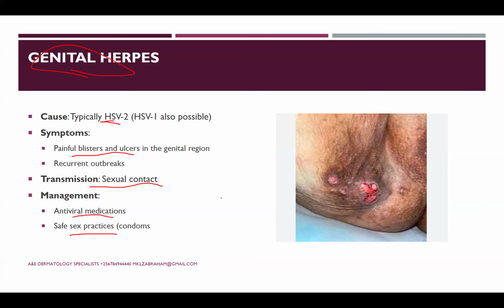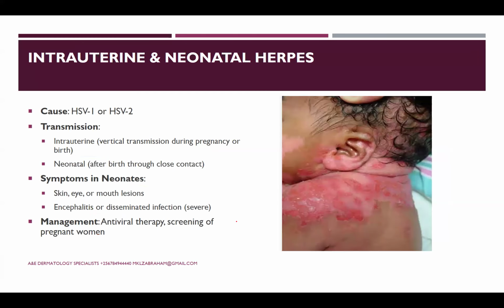So because of this change in sexual orientation, men who have sex with men can have this manifesting in the perianal area. So as we can see here, we are seeing these grouped erosions which erupted from initial grouped vesicles. So then we can have herpes affecting the innocent ones, the newborns, and the intrauterine fetuses.